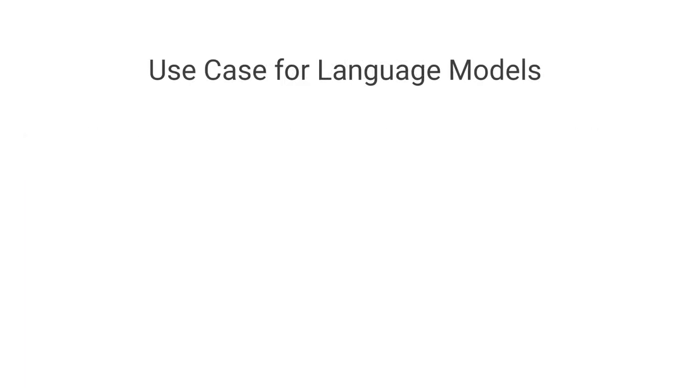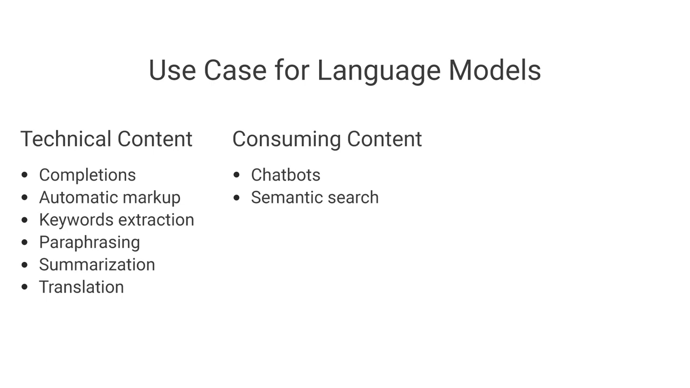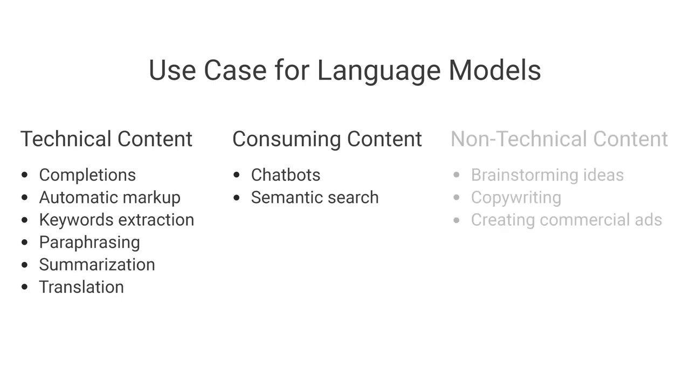So we identified a series of use cases where a tool based on GPT-3 would be valuable in relation to content. Help with creating content, such as text completion, automatic markup, keyword extraction, paraphrasing, summarization, or translation. Help with consuming content, such as chatbots or semantic searches. And for the non-technical domain, it is useful for brainstorming ideas, marketing, copywriting, creating ads, or improving the tone.